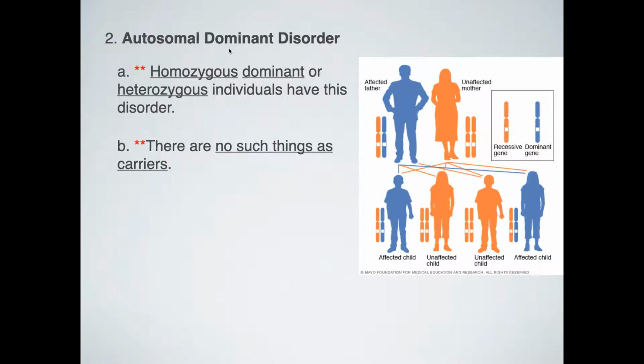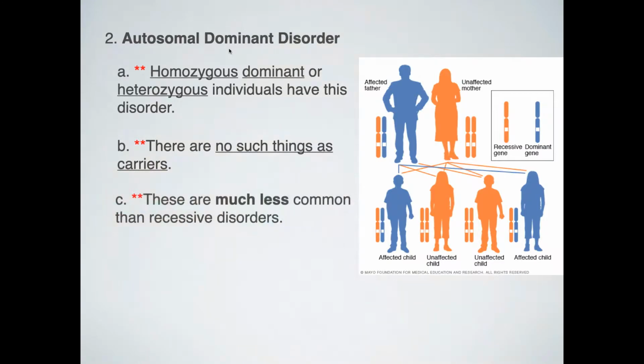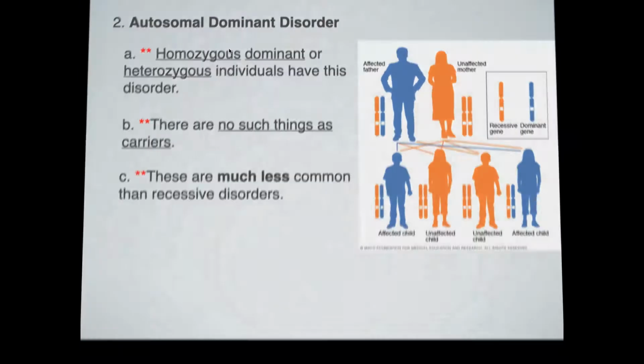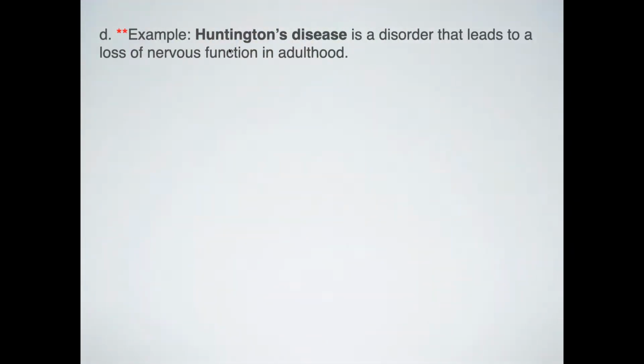Autosomal dominant disorders, again, there are plenty of them out there. They are much less common, though, than recessive disorders. And actually, why do you think that might be the case? Tell me tomorrow when we actually talk. Okay, good example, Huntington's disease.